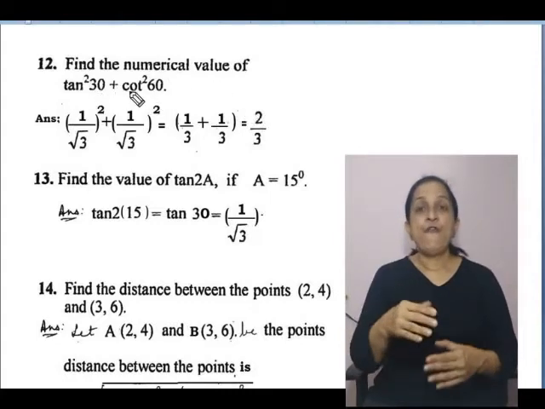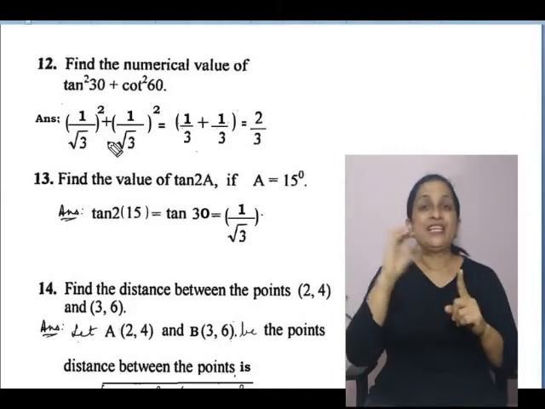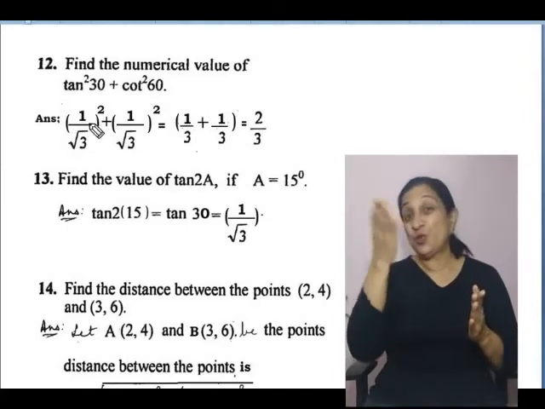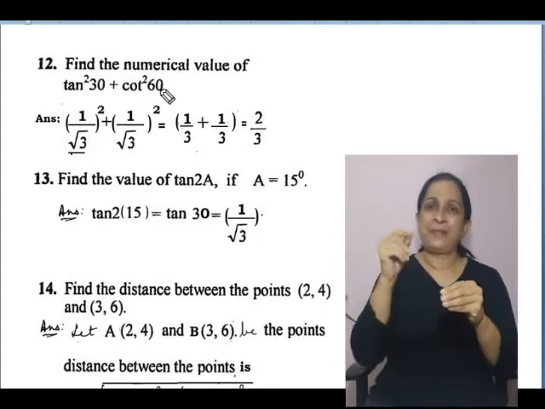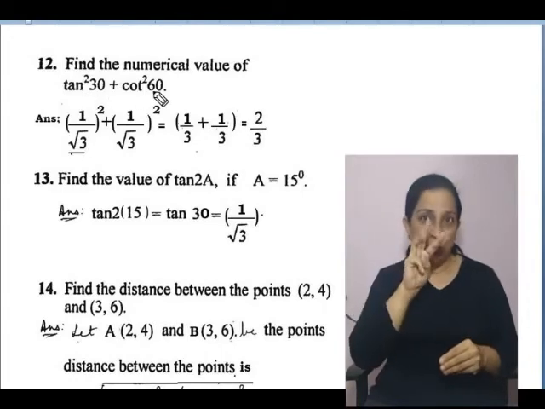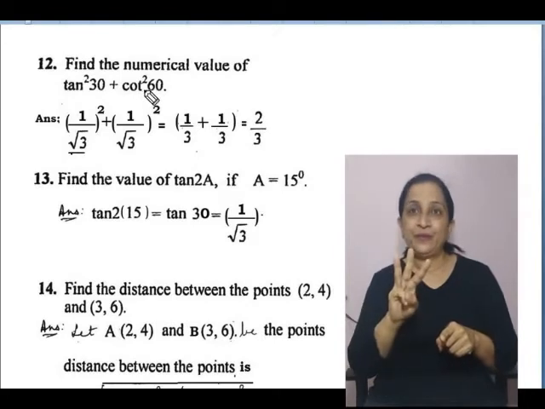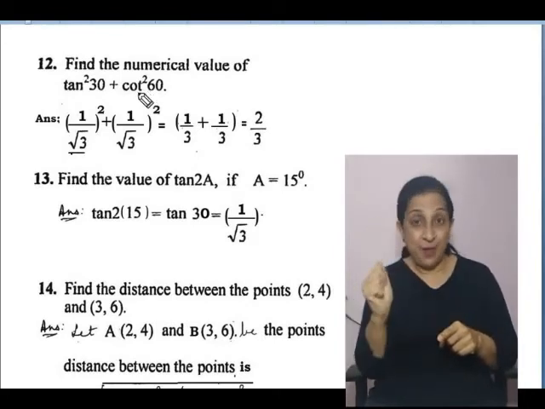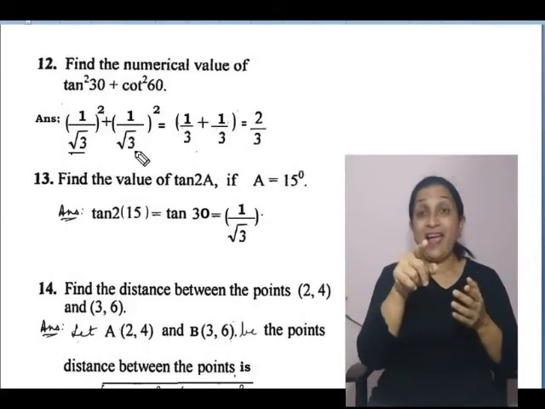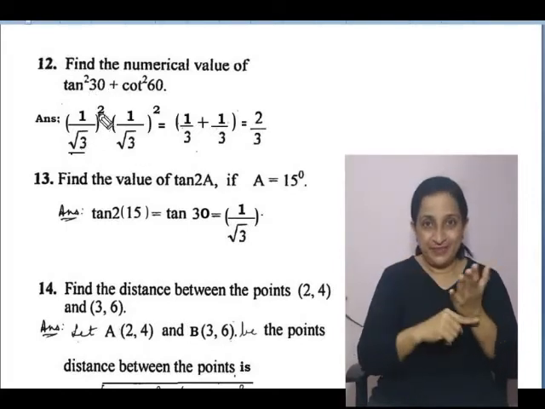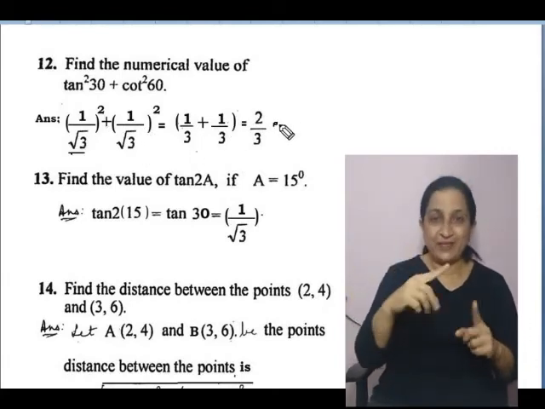Find the numerical value of tan squared 30 plus cot squared 60. Here you now go back to the value table I told you to put or remember. Tan 30 is 1 over root 3. Cot 60 is nothing but tan 30 actually. So either you remember cot 60 or convert it into tan 30. So cot squared 60 is nothing but tan squared 30, so that also is 1 over root 3. So 1 over root 3 whole square plus 1 over root 3 whole square, that is 1 by 3 plus 1 by 3 is equal to 2 by 3.